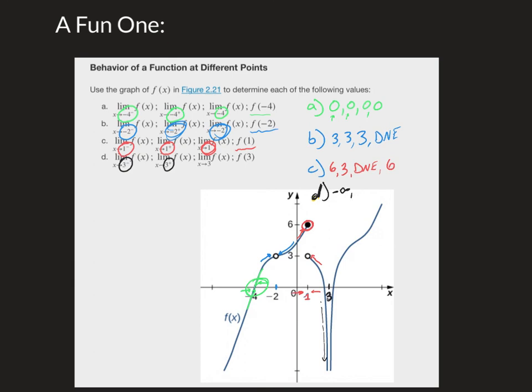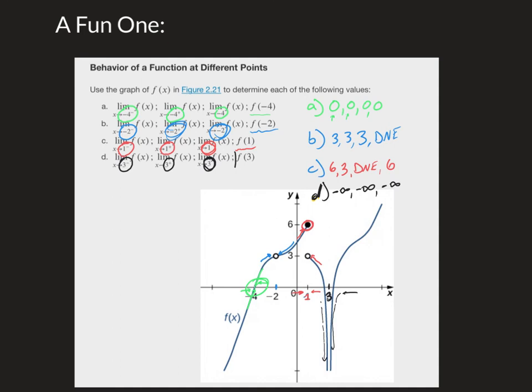3 from the right. This is the right side of 3. 3 from the right looks like we're going down forever to negative infinity. Hey, did I get the same answer for both of those? That means that my two-sided limit is negative infinity.